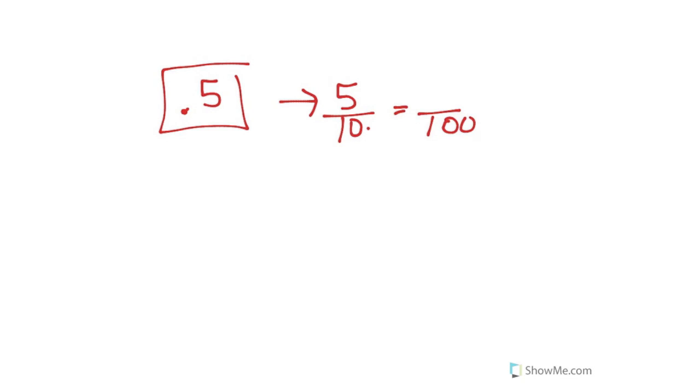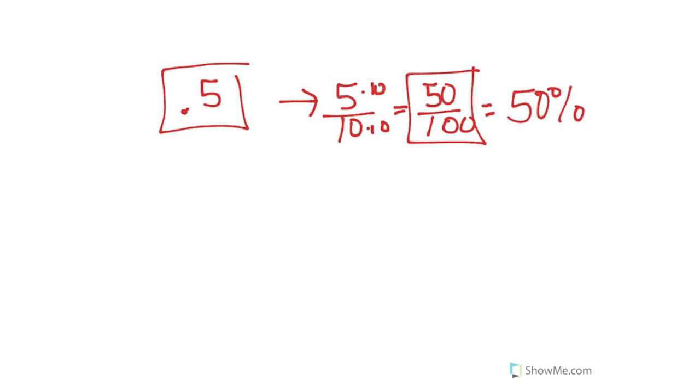Now, remember, a percent is out of 100. So, I'm going to multiply 10 times 10, which is 100. What you do to the bottom, you must do to the top. 5 times 10 is 50. So, now that I have it out of 100, I know my percent. That's 50%. All right, let's do another one.